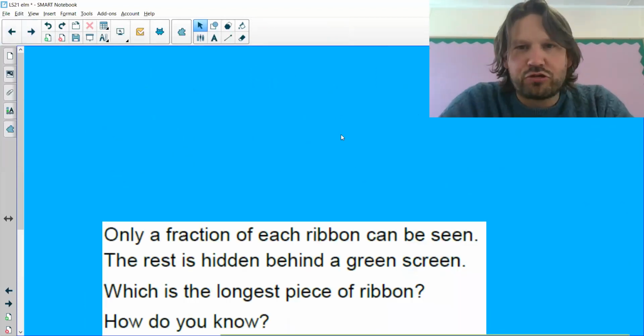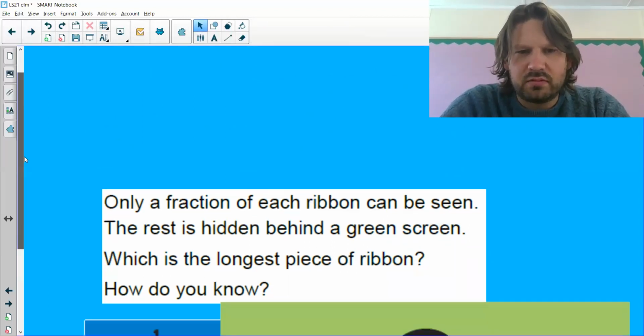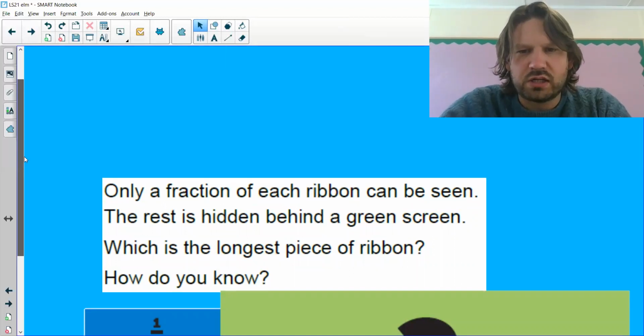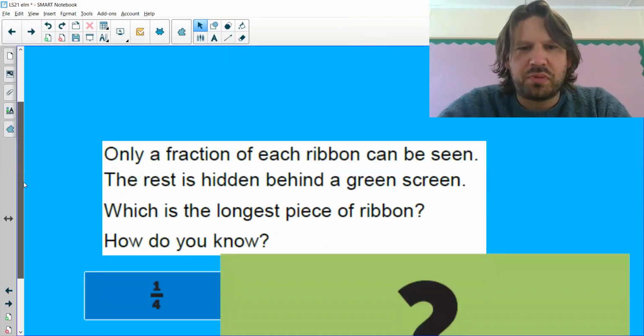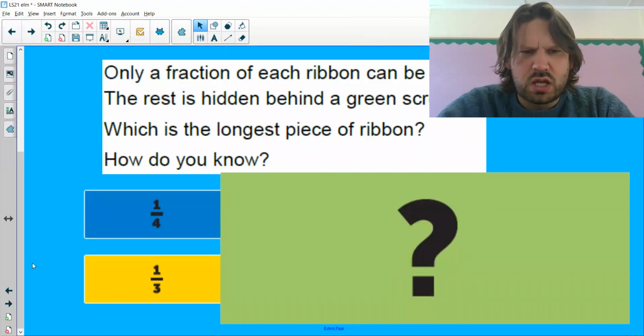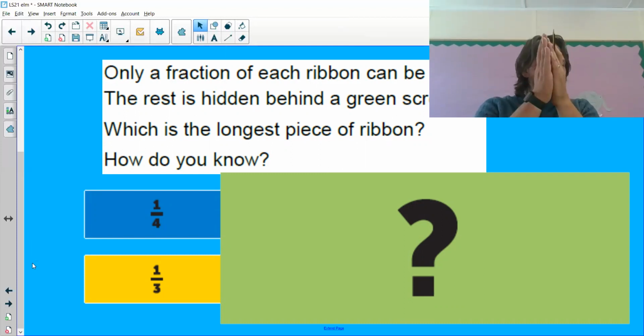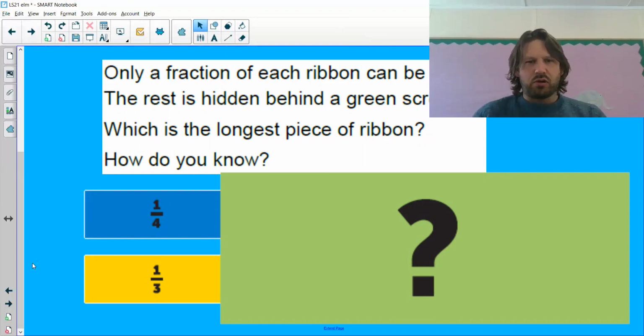Okay, now this is a bit of a tricky one. So only a fraction of each ribbon can be seen. The rest is hidden behind a green screen. Which is the longest piece of ribbon? How do you know? So I'll pause that there. I want you to draw this, but think very carefully. What number goes into the 4 times table and the 3 times table? How many boxes could you do? We're going to pause it there, have a think. If you're really not sure, unpause and we'll go through it, okay?